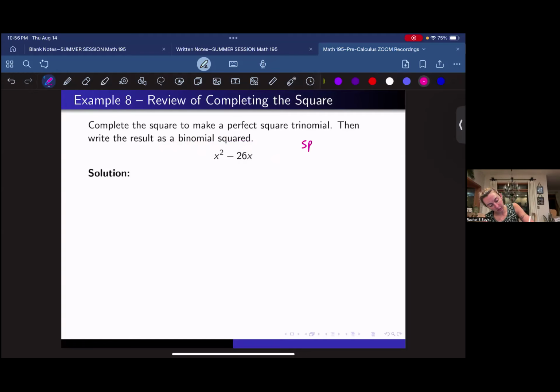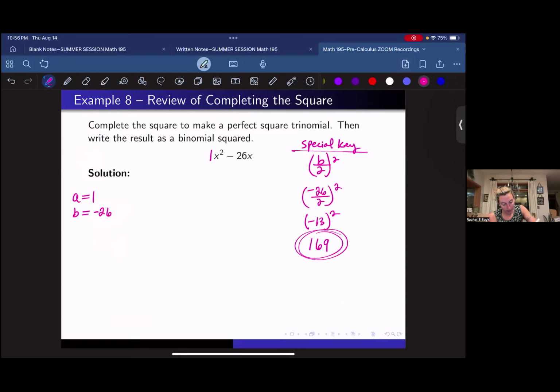So we use our special key, our b over 2 in parentheses squared. Our a value here is 1, right? 1x squared. Our b value here is negative 26. And now we just plug it in. Negative 26 over 2, that just gives us negative 13. And then we want to square that, so we get positive 169. That's what we add in order to get our perfect square trinomial.